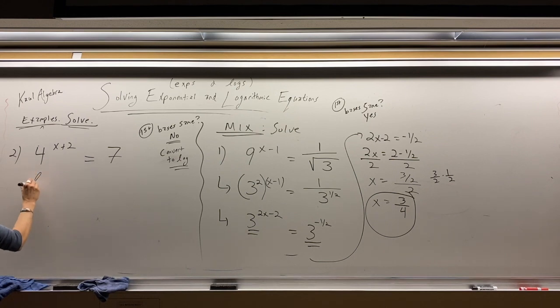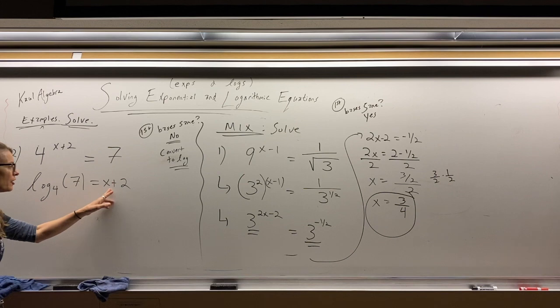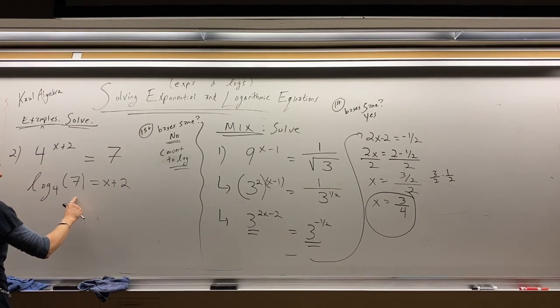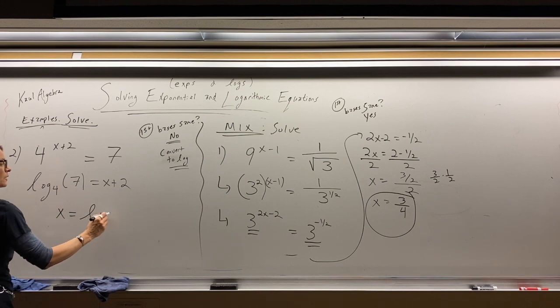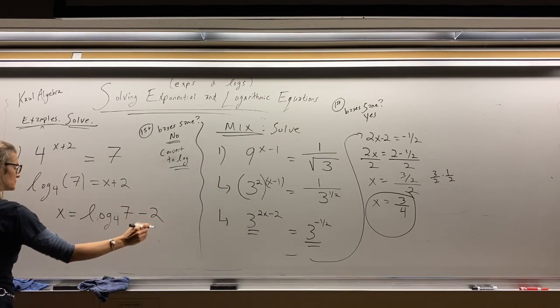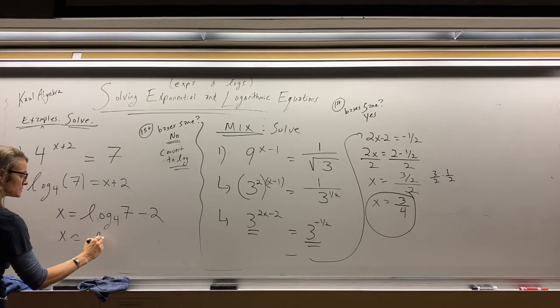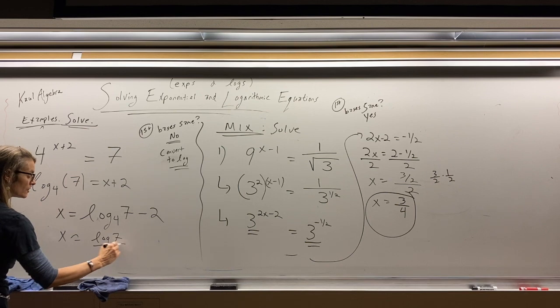So this becomes log base 4 of 7 equals x plus 2. Now this is doable. Now my solution for x will be, I'm going to subtract 2 from both sides. So this becomes x equals log base 4 of 7 minus 2. So I'm going to look up what this approximate value is, which is log of 7 over log 4.